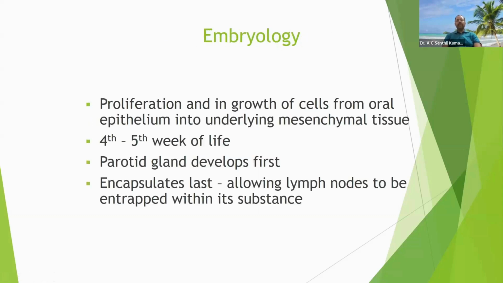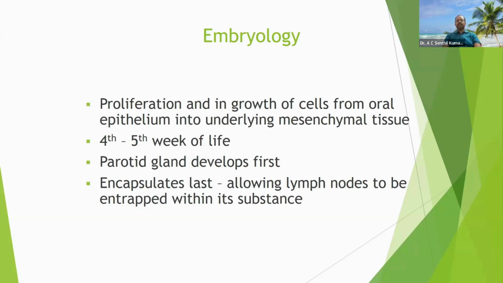Now, going back to embryology, how do these salivary gland tumors come? When salivary glands develop, the proliferation and growth of cells from the oral epithelium into the underlying mesenchymal tissues is responsible for the start of development of the salivary glands. It starts about the fourth to fifth week of life.